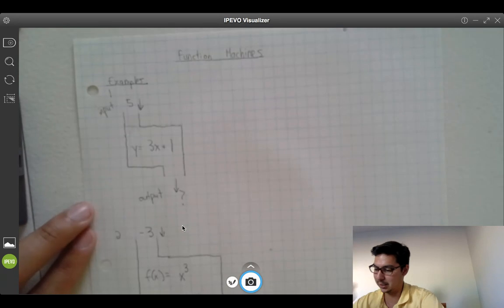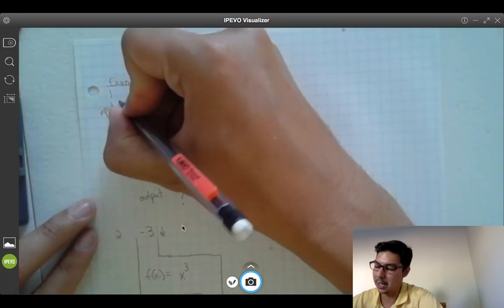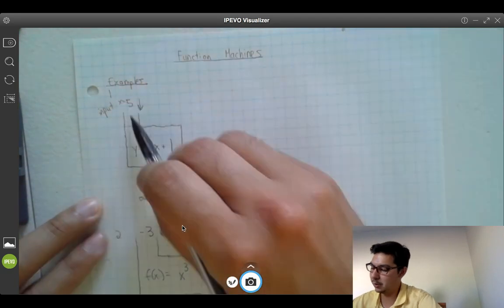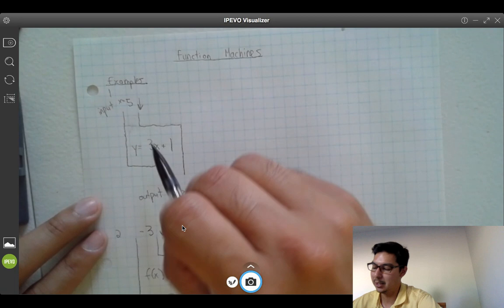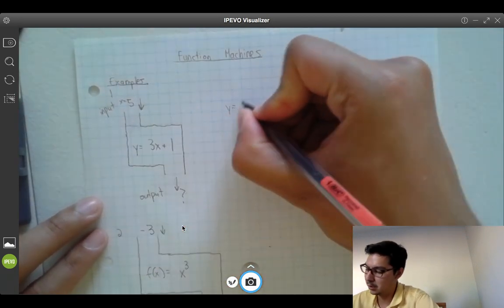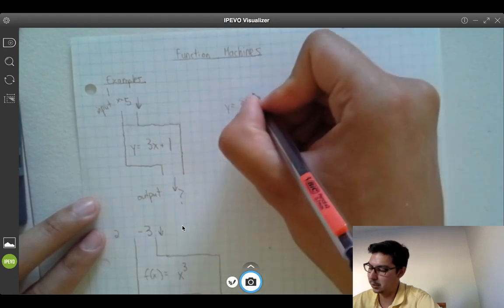In this first one, it's saying your input is 5. And usually input is x, so we're going to say x equals 5. Over here, we're going to put 5 into where x is. You could work in the box, but just due to space, I'm going to work out here. This whole thing is called the function.